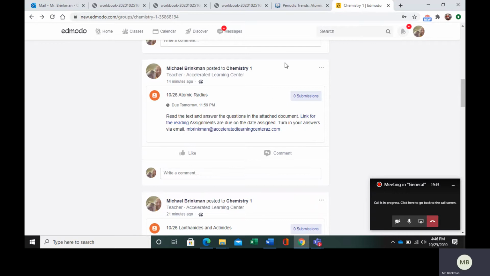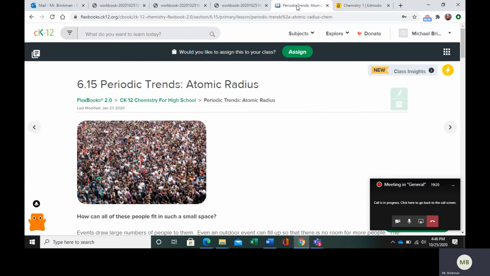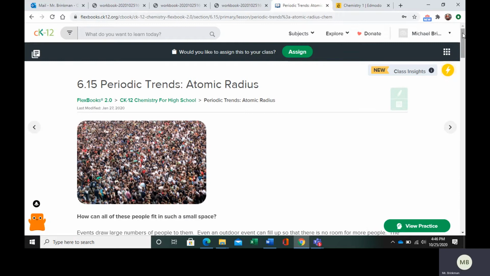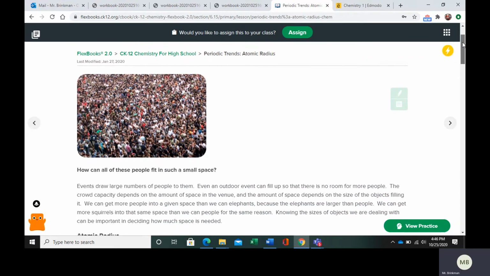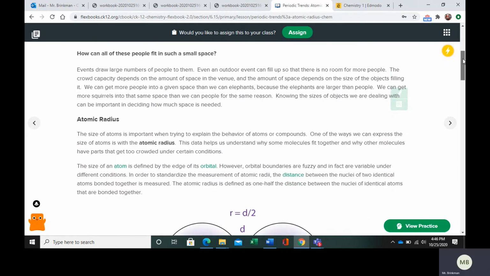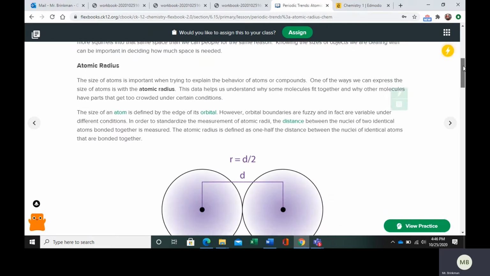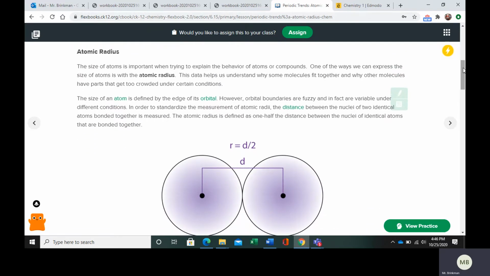So let's take a look at the periodic trend of atomic radius. First of all, we need to understand what a periodic trend is. A periodic trend is different characteristics of atoms and how they behave as we move about the periodic table, as we move from left to right, or from top to bottom. Right now we're looking at how the atomic radius changes.